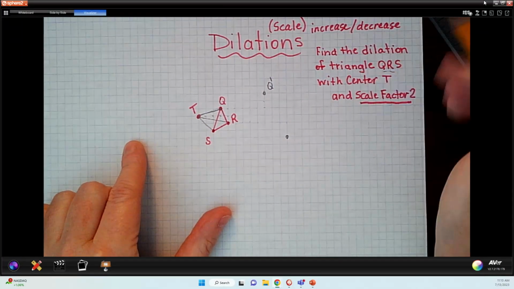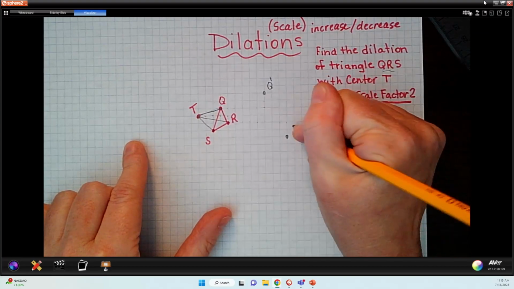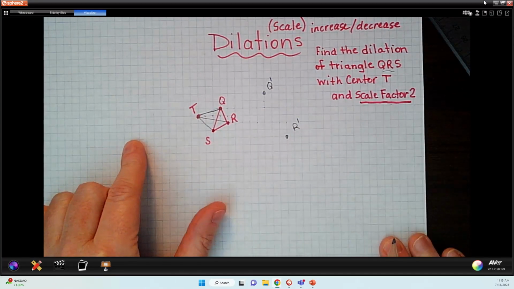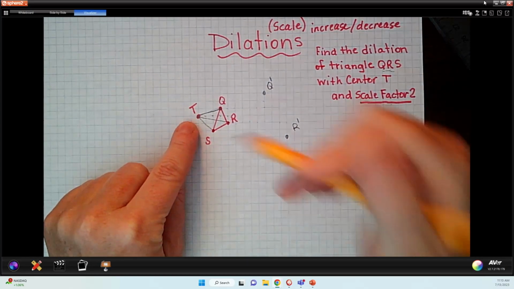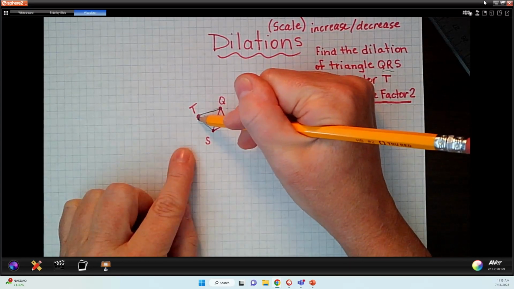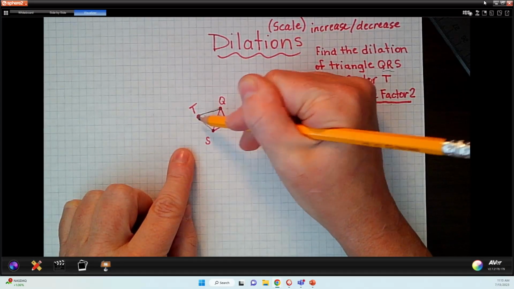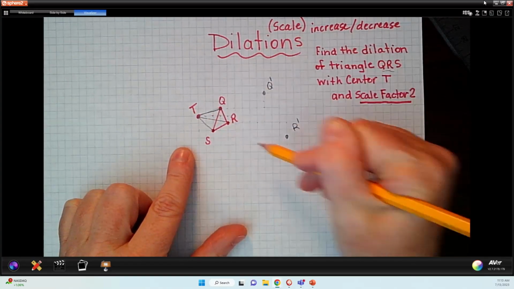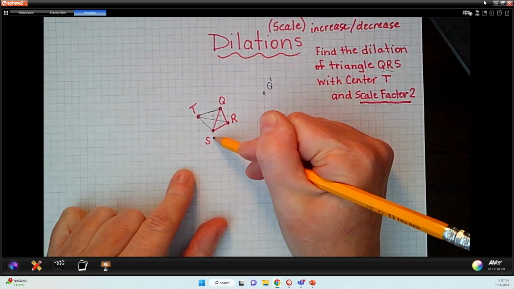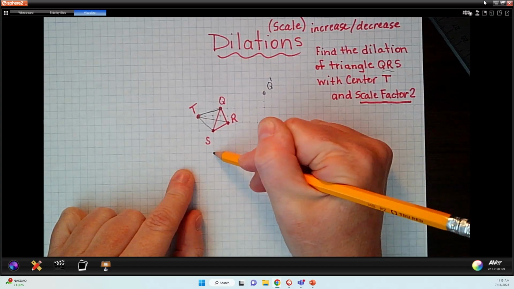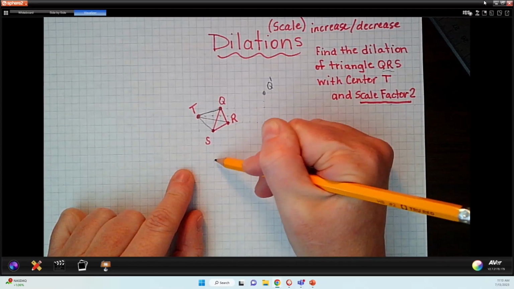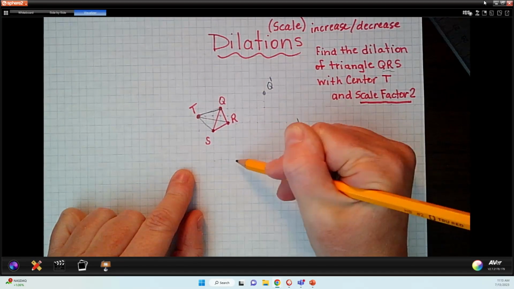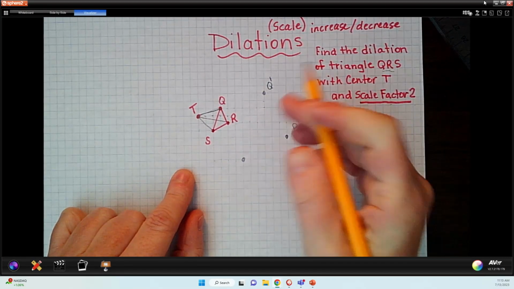And this is where my new R will go, R copy. Okay. Last but not least, I have my S, and my S is down 2 and over 2. So down 2 and over 2. So I'm going to copy that down 1, 2, but keep going. 3, 4. Remember, I'm doubling. Over 1, 2, 3, 4. And that's where my S copy is.